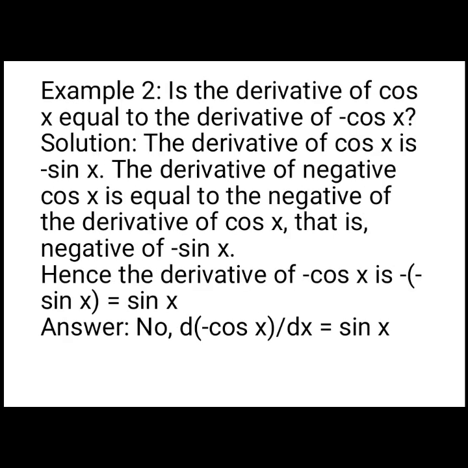Example number 2: find the derivative of negative cosine x. Solution. The derivative of cosine x is negative sine x. The derivative of negative cosine x is equal to the negative of the derivative of cosine x, that is negative of negative sine x. So hence the derivative of negative cosine x is negative of negative sine x, which is equal to sine x. So the answer is d of negative cosine x over dx is equal to sine x.